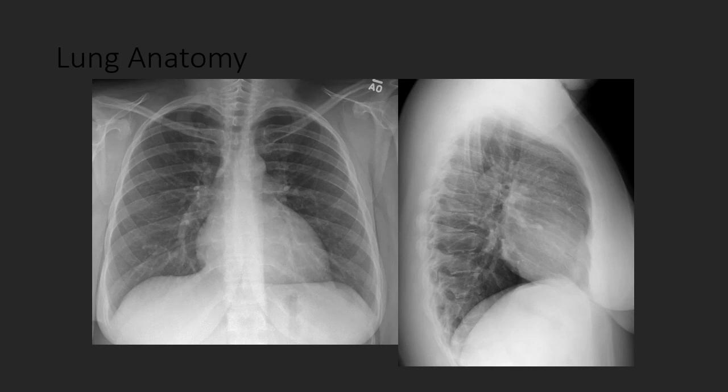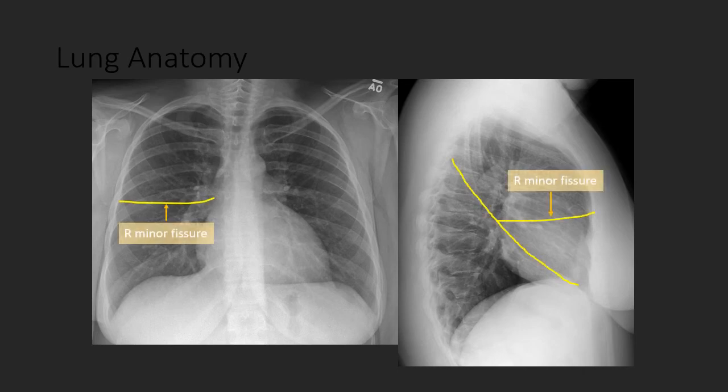So now let's talk about lung anatomy. Let's talk about the right lung first. The right lung has 3 lobes. The lobes are then divided by 2 fissures. So the 2 fissures are going to be the right minor fissure, which we can see in the frontal view, and then also the right major fissure, which we cannot see in the frontal view, and that's because it has a more oblique course. These are going to divide the lung into 3 lobes.